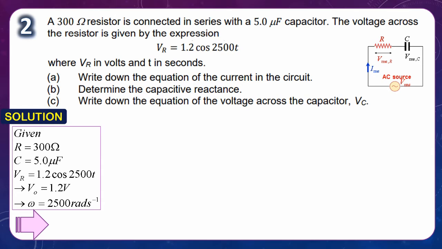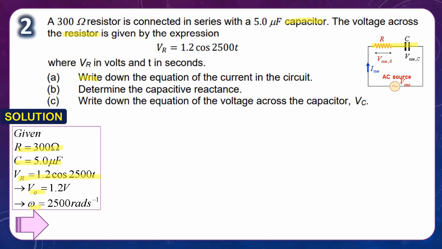If you refer to the question, this is the arrangement of the capacitor and the resistor, meaning that the circuit is an RC circuit. From the question we also get a lot of information, such as R, which is 300 ohm, and capacitance 5 microfarad. From the equation of V R, which is equal to 1.2 cos 2500 t, we get the hidden information, which is V naught equal to 1.2 volt and the angular frequency equal to 2500 radian per second.